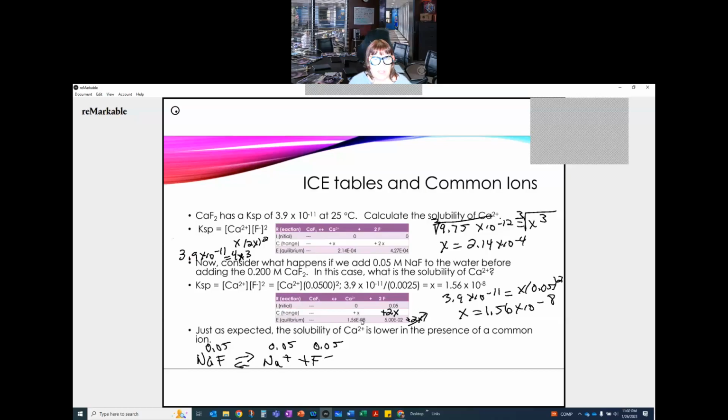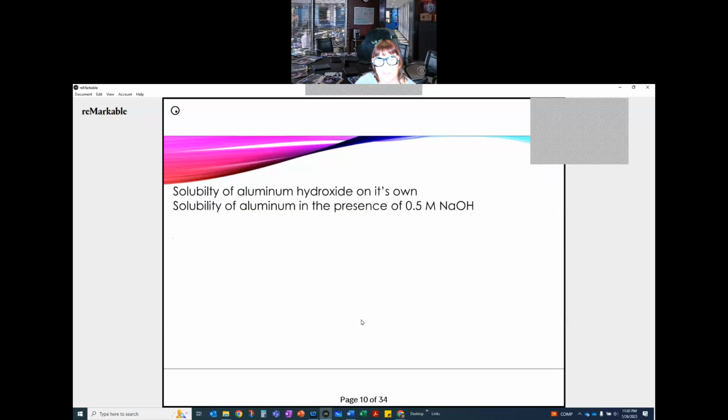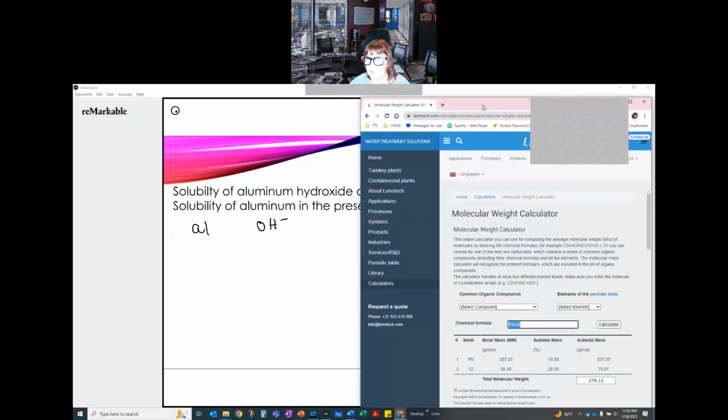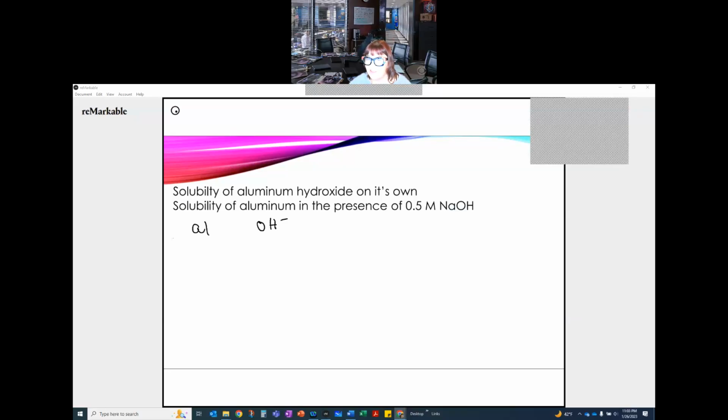So hopefully that's about as clear as mud. Let's see what we can do to make that stick a little better. Let's talk about the solubility of aluminum hydroxide on its own, and then the solubility of aluminum hydroxide in the presence of 0.5 molar NaOH. The first thing is I know it's aluminum, and I know I'm talking about hydroxide. Hydroxide is OH minus. And if I look at my aluminum, sorry, I need to find something.